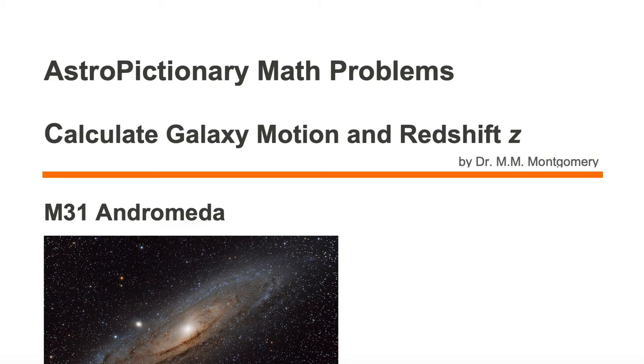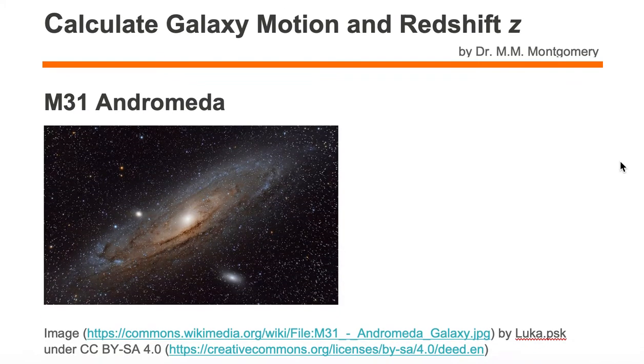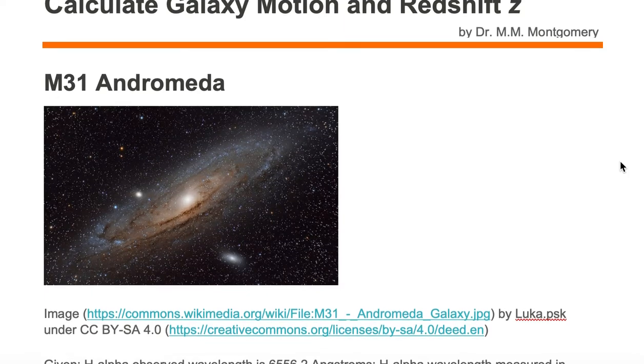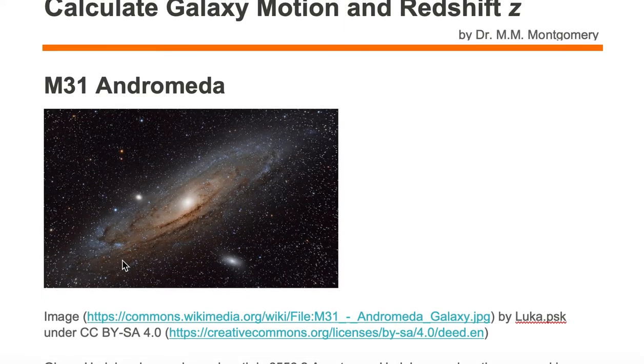Let's calculate the galaxy motion in redshift z values. The galaxy we're going to look at is a very nearby galaxy, M31, known as Andromeda. Andromeda is the very large galaxy in the center of the image. This small galaxy on the bottom right is a dwarf elliptical that's orbiting this large galaxy, M31 Andromeda.